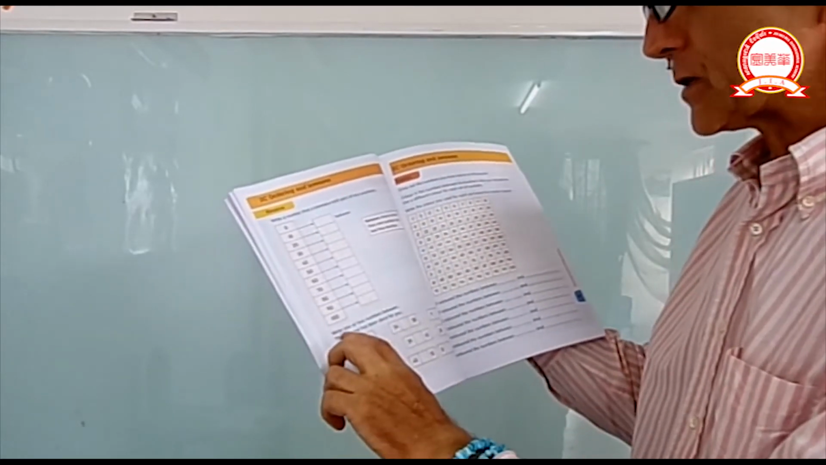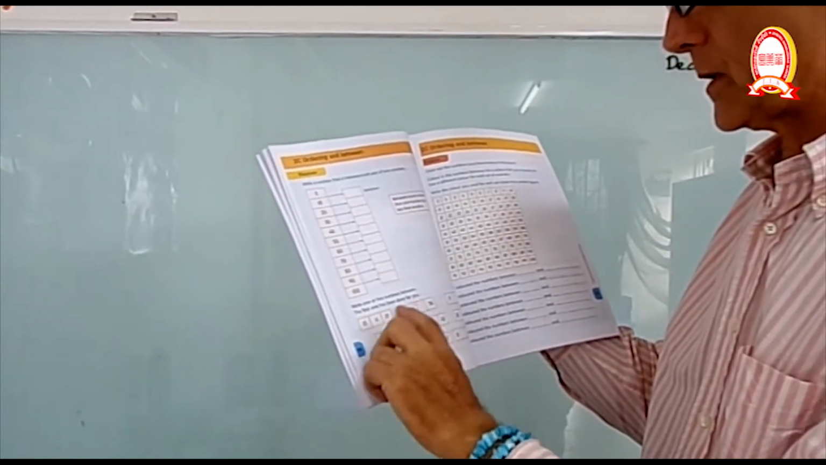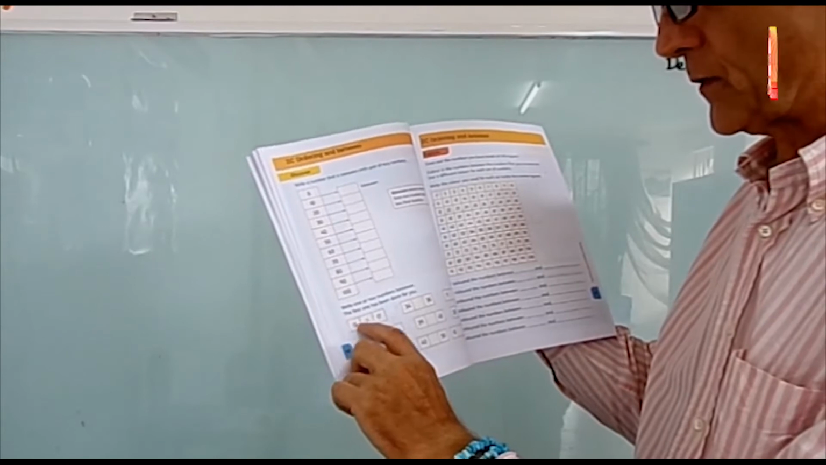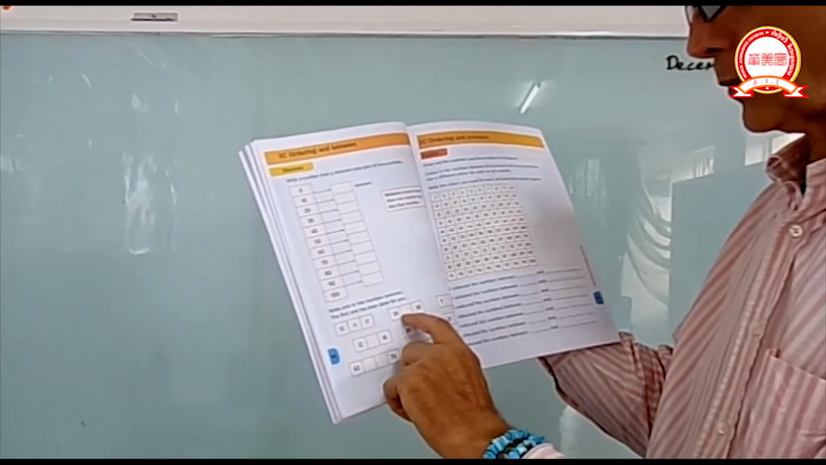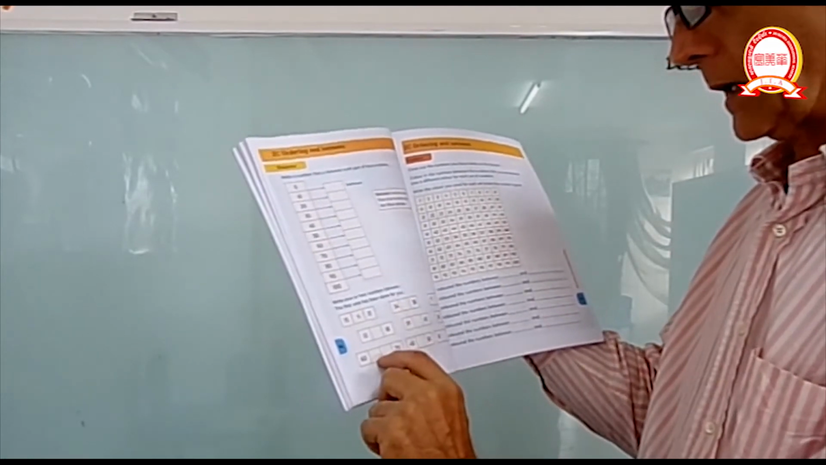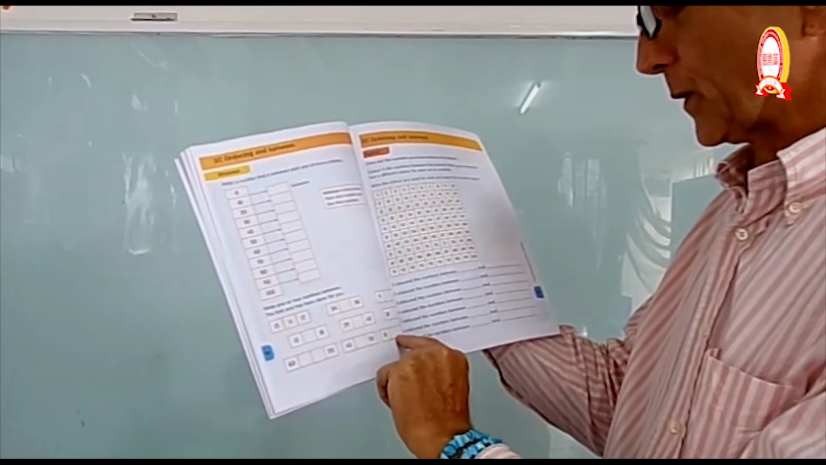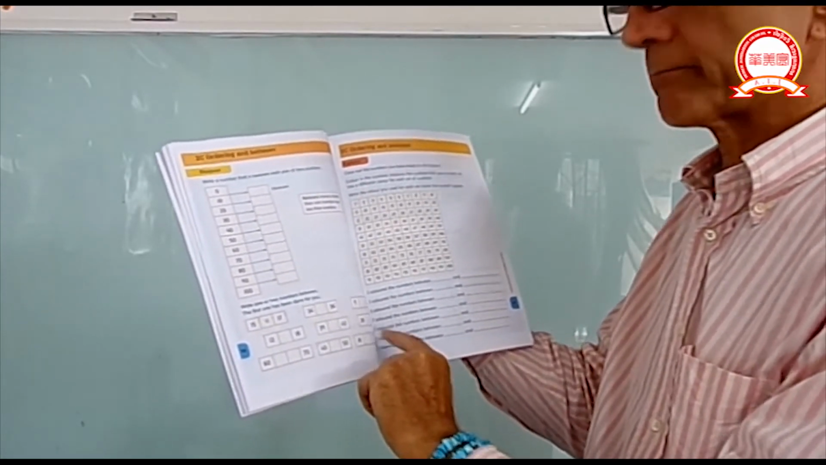Now here it says write 1 or 2 numbers between. The first one has been done for you. So here is a number 16 written between 15 and 17. You do the same for all of these others. You write a number that goes in between. And in this case, you write two numbers that go in between. And this one also, you write two numbers that go in between 10 and 20.